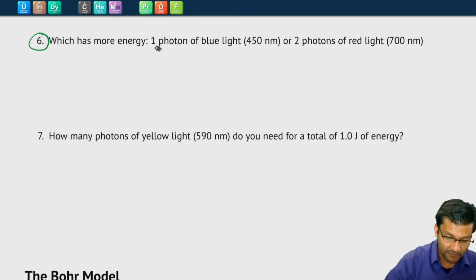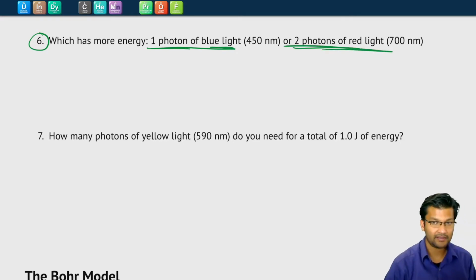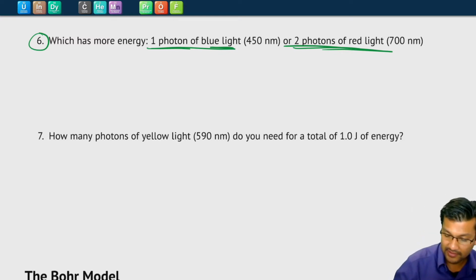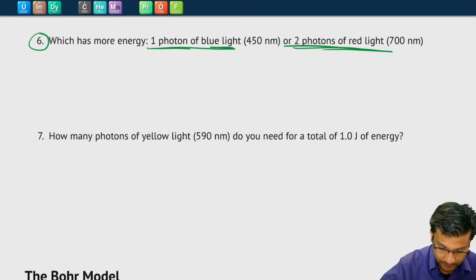So we have 1 photon of blue light and 2 photons of red light. You might expect that blue light has more energy than red light because it has higher frequency, and energy is related to frequency. But does 1 photon of blue light have more energy than 2 photons of red light? So try to do the calculation on your own, and let's see what answer you come up with.